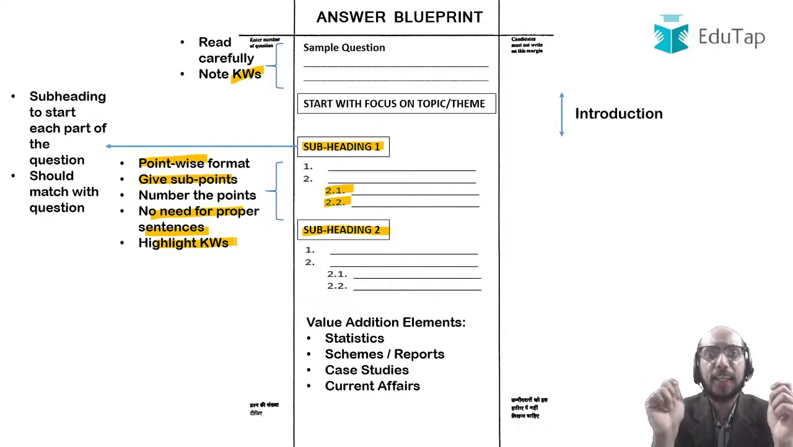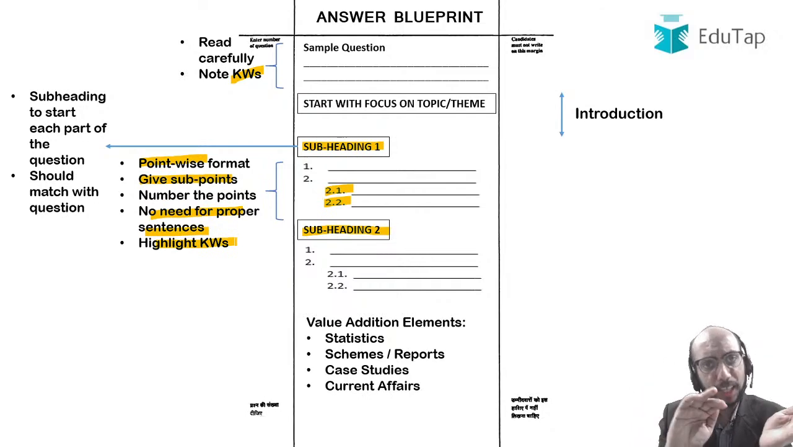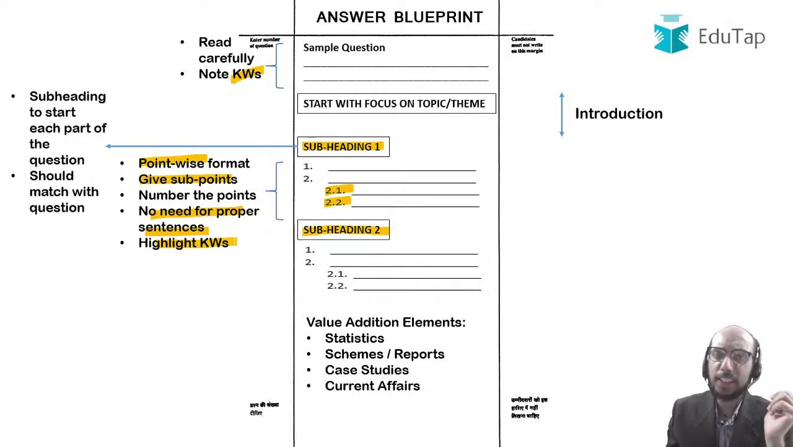All these pointers, these value addition elements, help in justifying your stand. They help in clarifying your stand. They clearly indicate to the examiner that you are very thoroughly prepared for this kind of examination, and that creates a very positive image of you for the examiner. So try to incorporate these value addition elements.